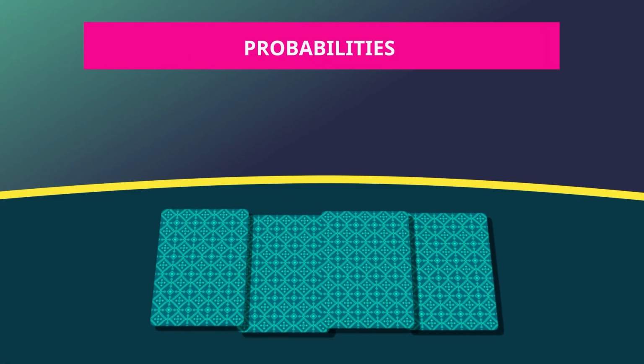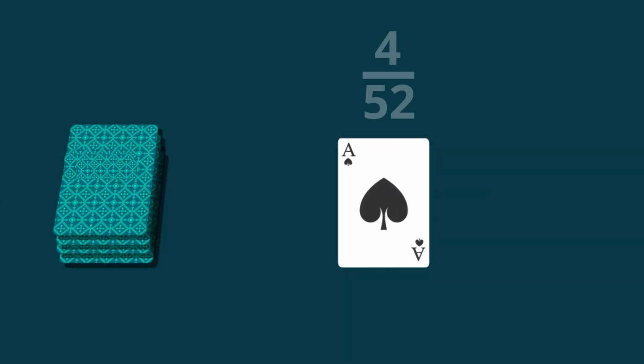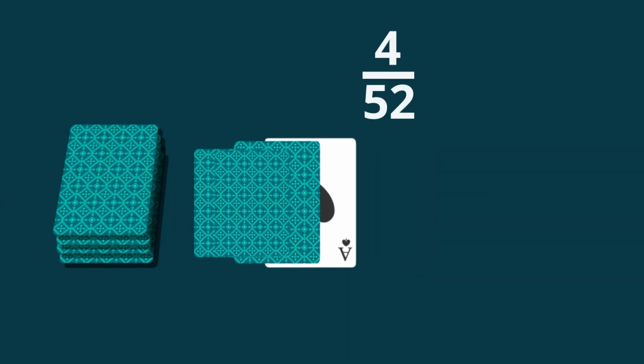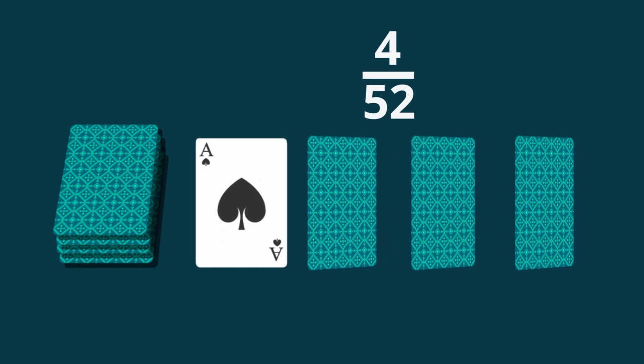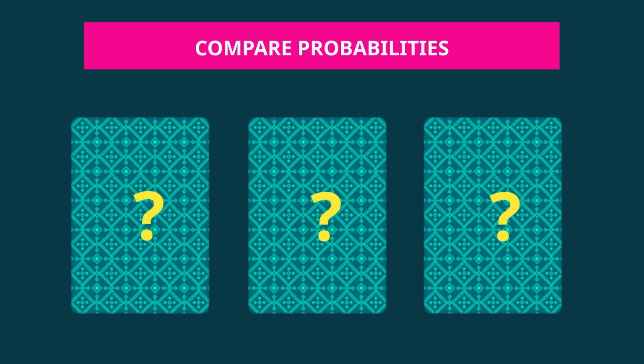If I shuffle this deck of cards, what are the chances of you drawing an ace? Probably 4 out of 52, right? As there are 4 ace cards in a full deck of cards. So, in this video, we'll learn how to compare probabilities.